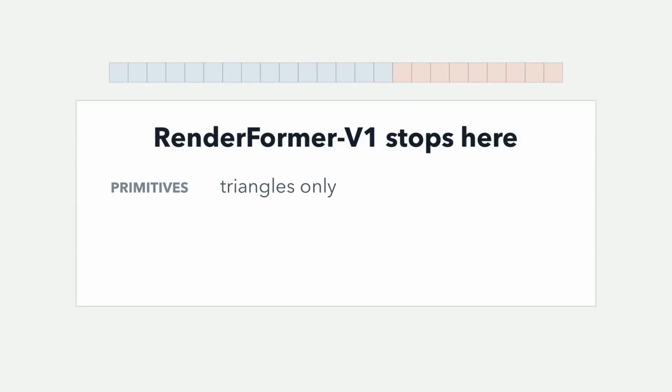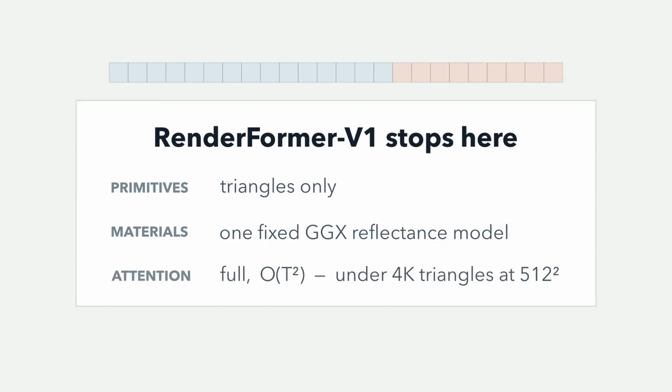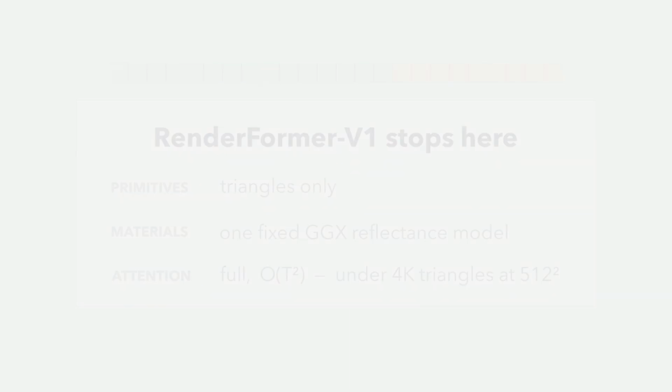But V1 is a proof of concept. Triangles only. A fixed GGX reflectance model. Full attention, so under 4,000 triangles at 512 by 512. Real scenes are bigger than that, and they are made of more than triangles.